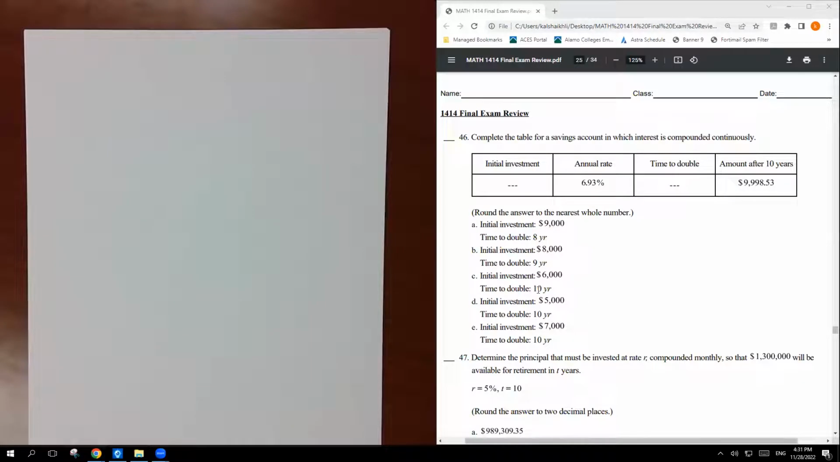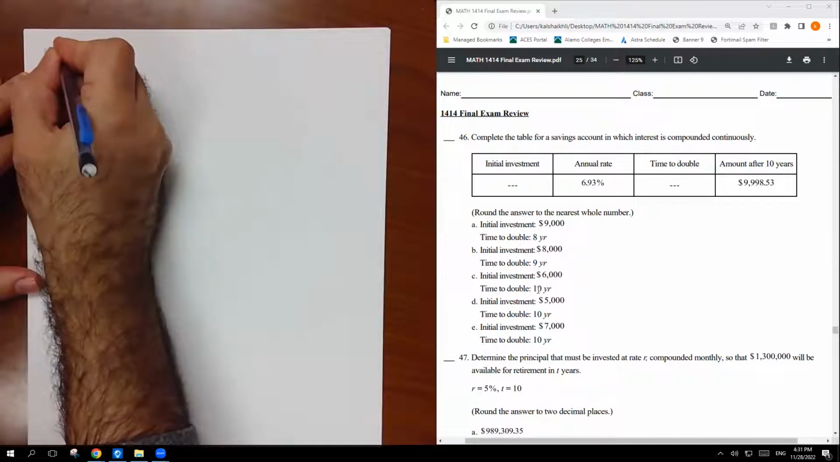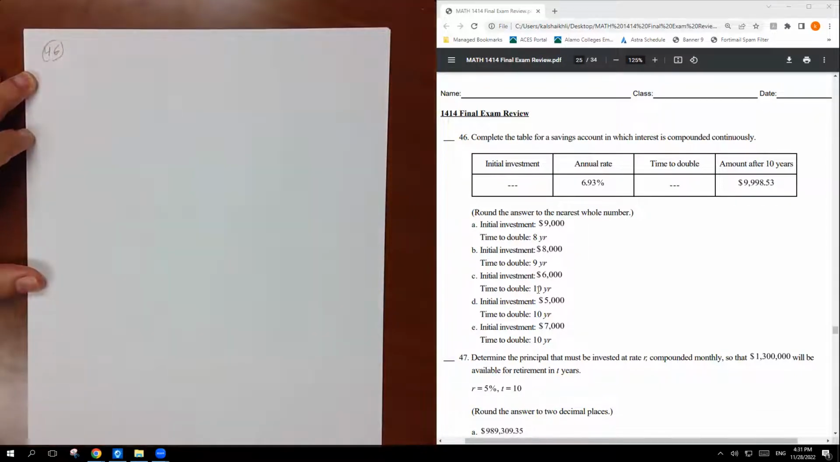Now, review for the final test. Here is part 4. Let's start with example 46. Example 46, they ask you to complete the table. They need to find the initial investment, and we have the annual rate of interest and the time to double.